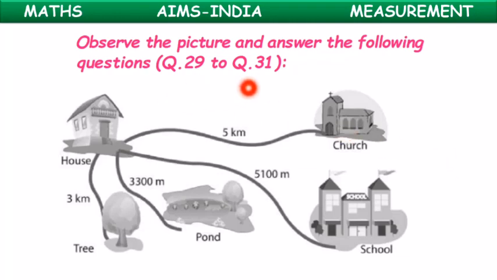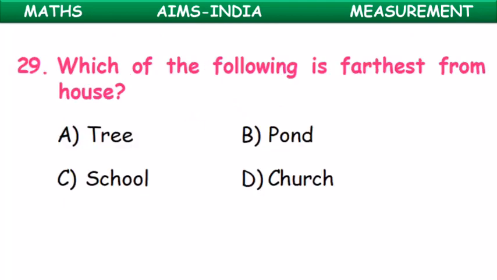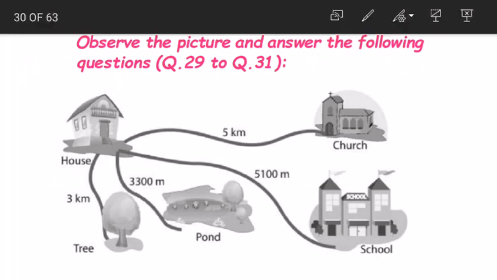Next, observe the picture and answer the questions. The questions 29, 30 and 31. For these three questions will be asked based on this picture. Which of the following is the farthest from the house? Where is our house? Our house is here. Now we have to find the one which is the farthest.